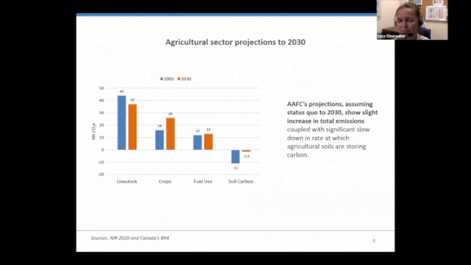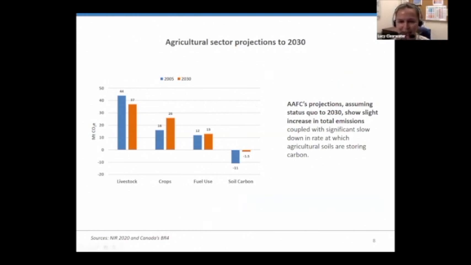Okay, so currently, assuming business as usual, Canada's total agricultural emissions are projected to increase to about 76 megatons of carbon dioxide equivalent by 2030. That's for a net gain of 4 megatons compared to 2005. And there are some fluctuations between the livestock, crop, and fuel use areas, but the most striking change is, of course, right here in soil carbon.